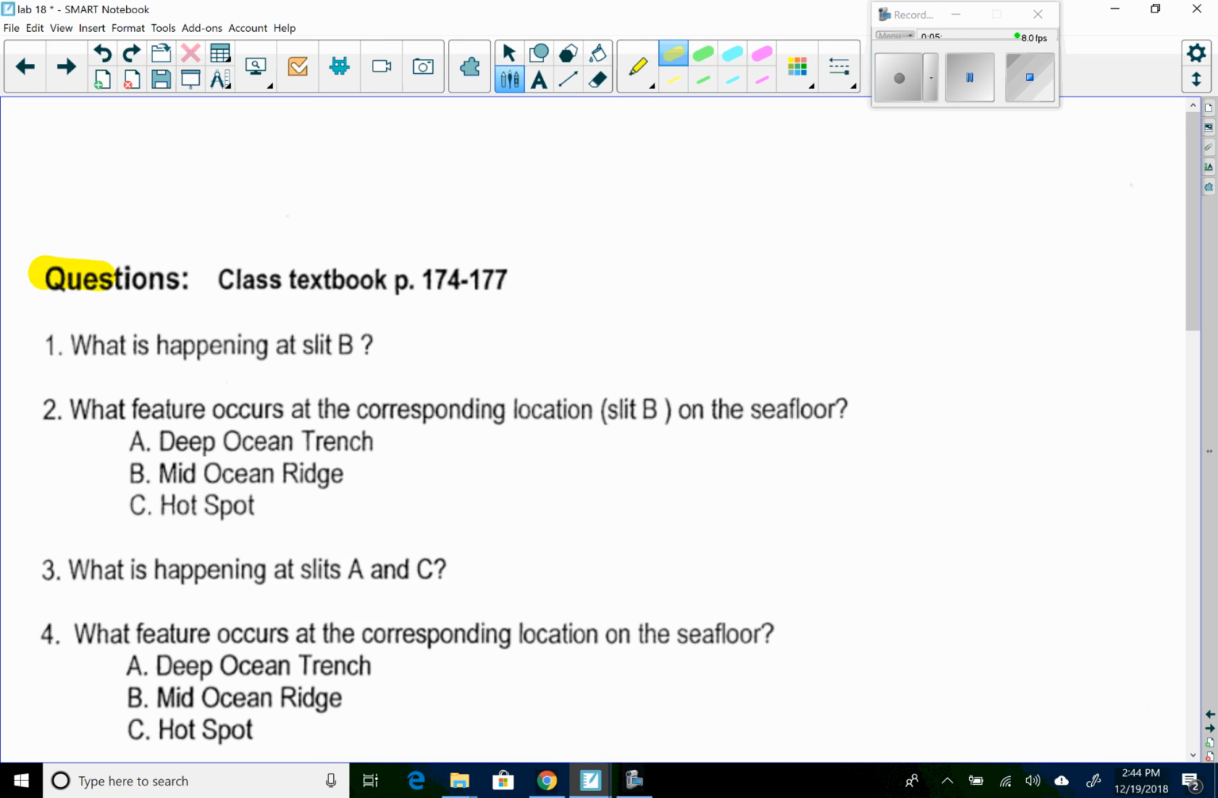Now to the questions. Questions, class textbook, page 174 to 177. Number 1, what is happening at slit B? Number 2, what feature occurs at the corresponding location, slit B, on the seafloor? A, deep ocean trench. B, mid-ocean ridge. C, hotspot. Number 3, what is happening at slits A and C?